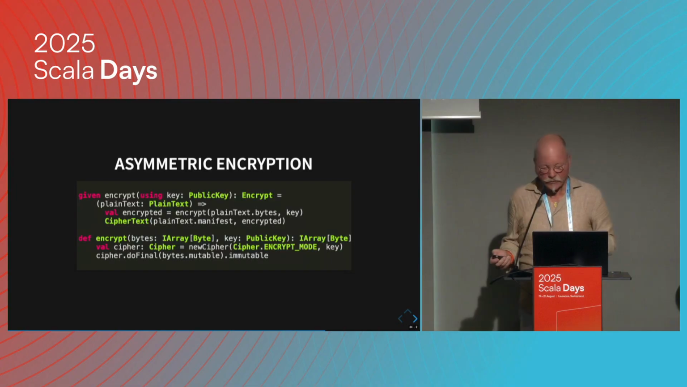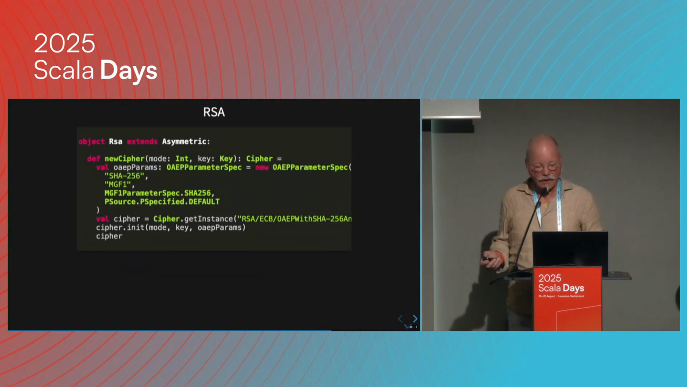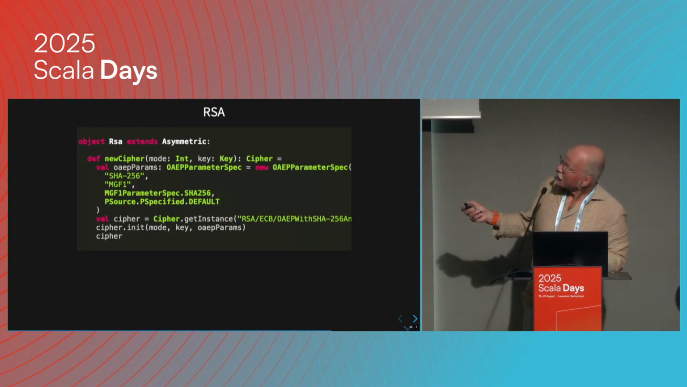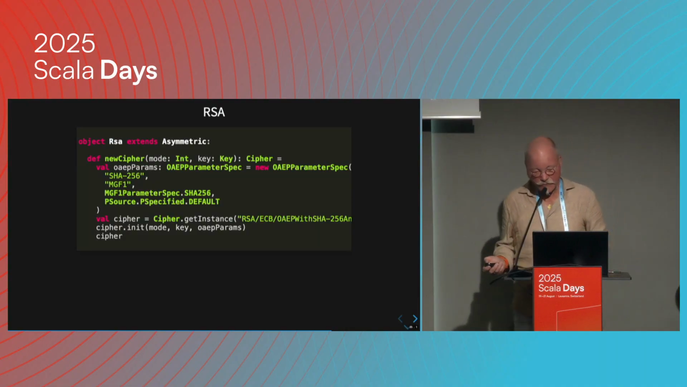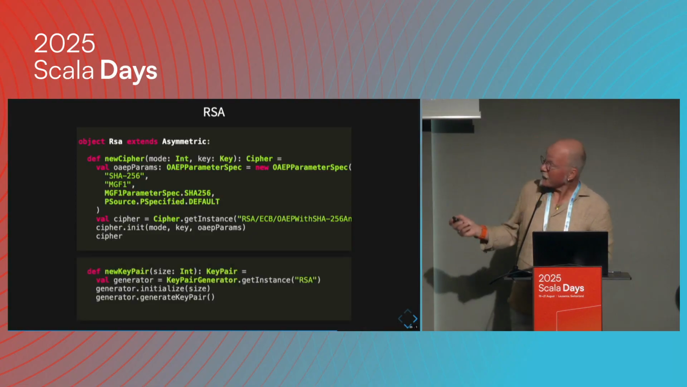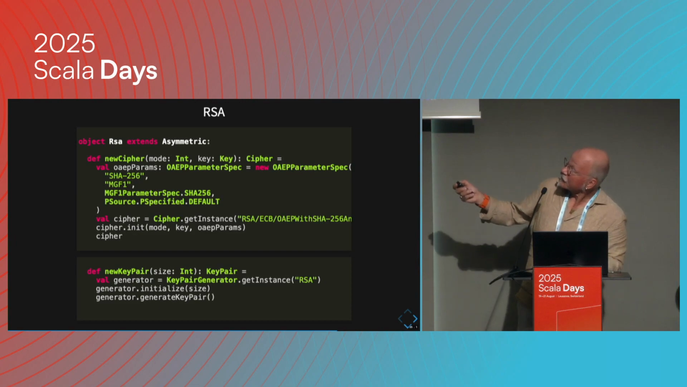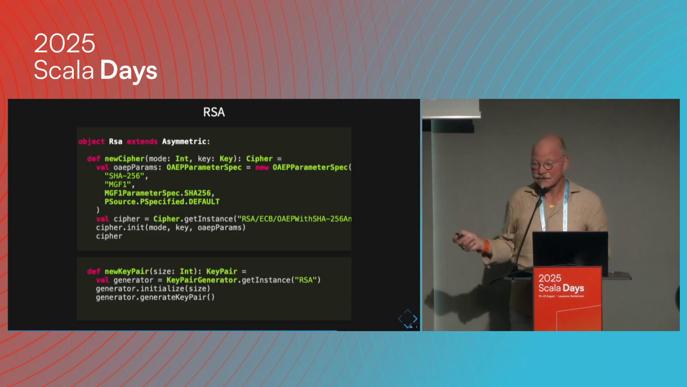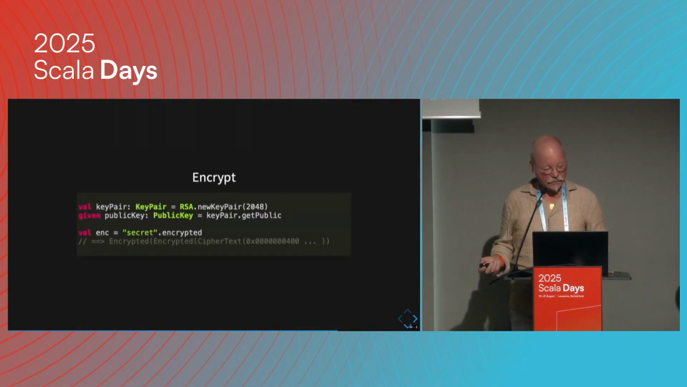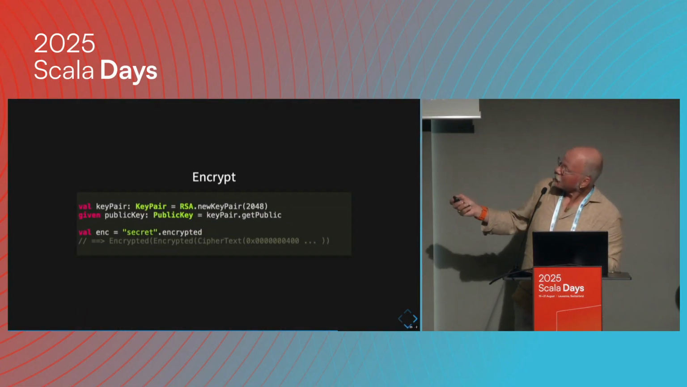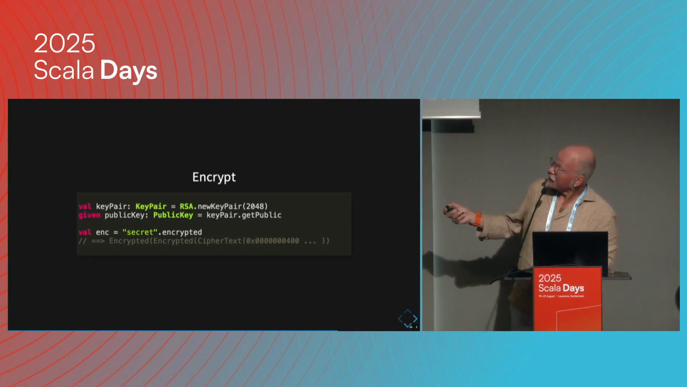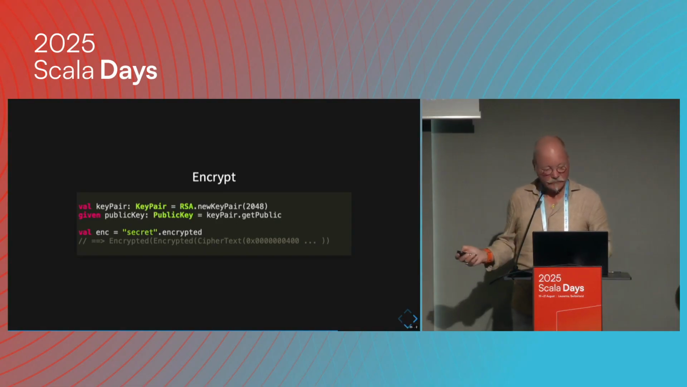And if we want to implement our RSA, we start by having an object. We set it up in a good way. This is the cipher, and we provide a key pair function for good measure to make it easy to use. And this is all we need to define if we use the asymmetric trait. And in code, we do this. We get a new key pair. We make the public key a given to be able to use encrypt.